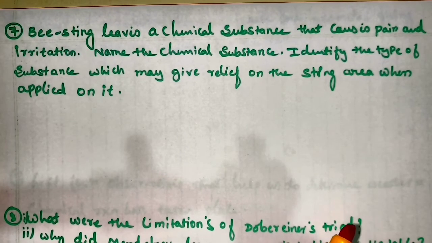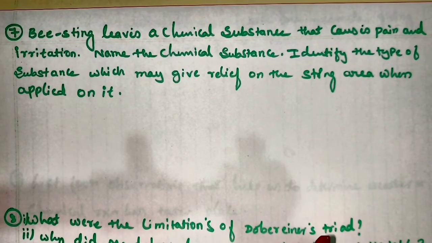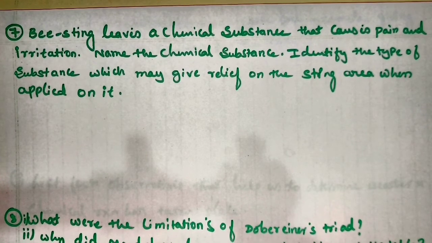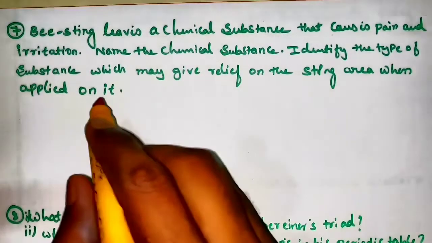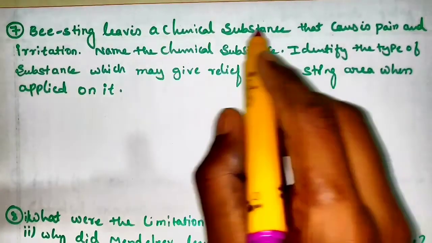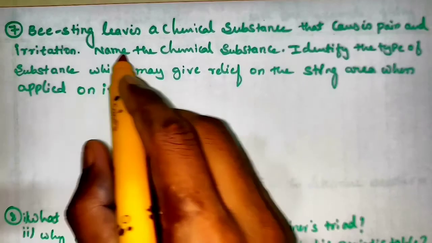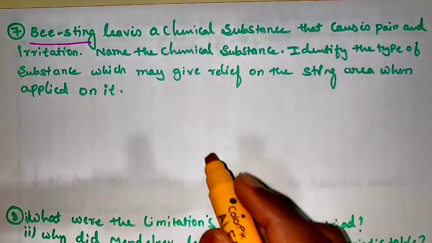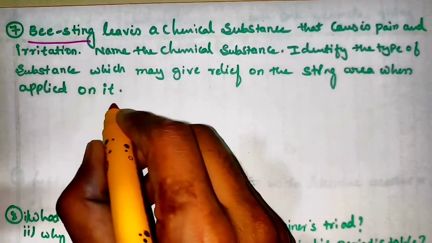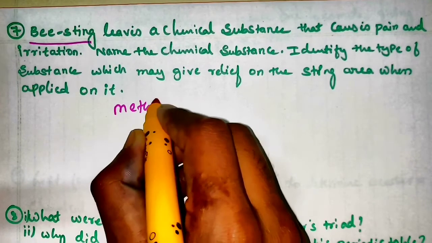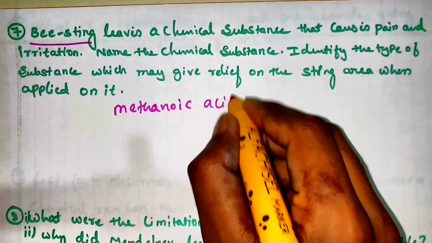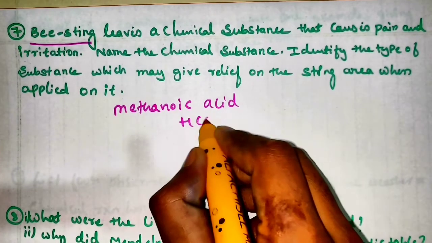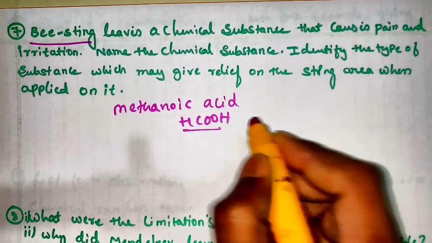The next question is: a bee sting leaves a chemical substance that causes pain and irritation. Name the chemical substance. Identify the type of substance which may give relief on the sting area when applied on it. The chemical substance that causes pain and irritation when a bee stings is methanoic acid, or commonly we can call it formic acid. The formula is HCOOH.